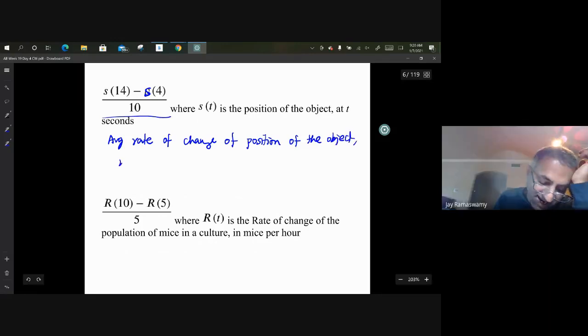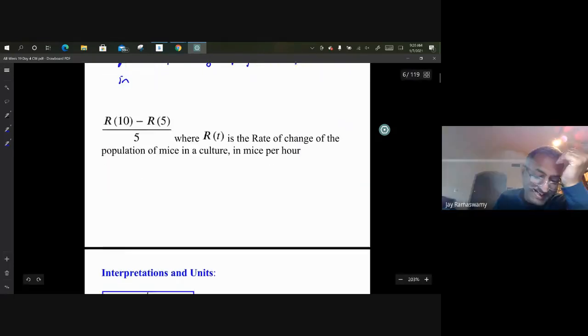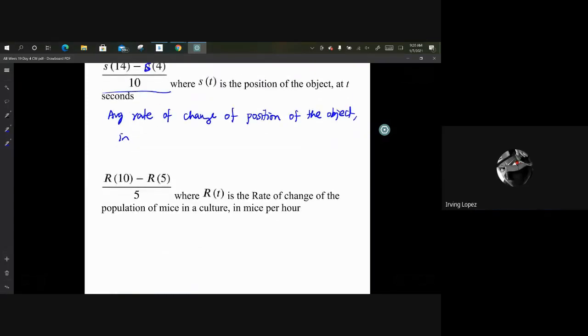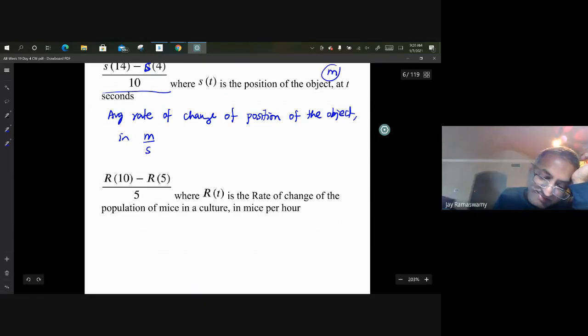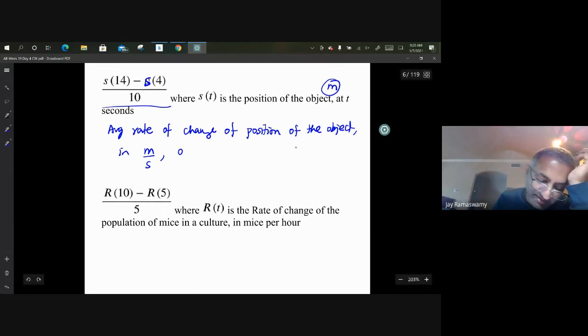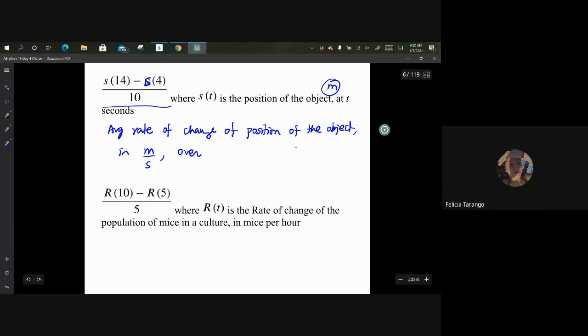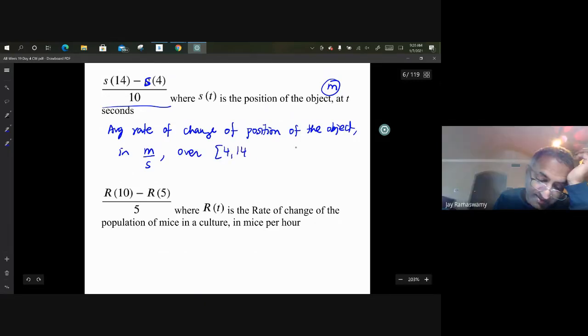Okay, let me model good behavior. Stop. Think before you answer. What would the units be? Hint, we just learned for average rate of change, it's the unit of the derivative. The derivative of position is velocity. So what should the units be? Meters per second. I should have said S in meters, correct? So meters per second, or kilometers, whatever. So it's meters per second. And then over the interval 4 to 14, 4 to 14 seconds.